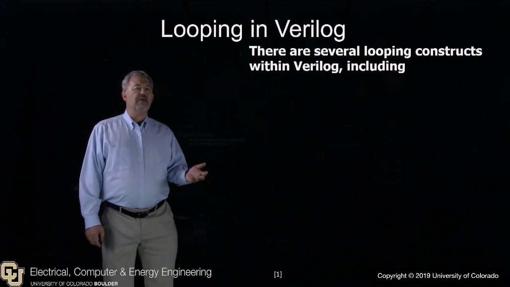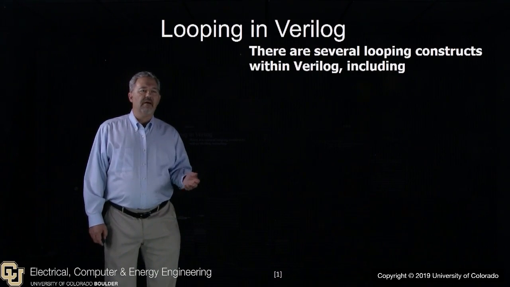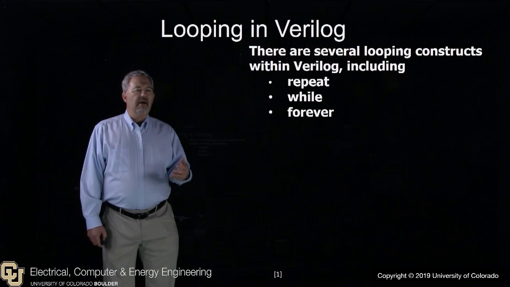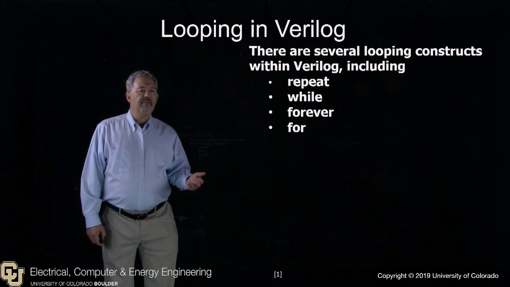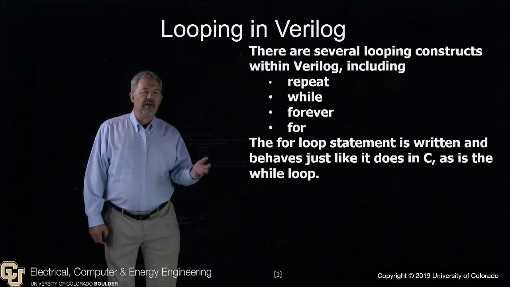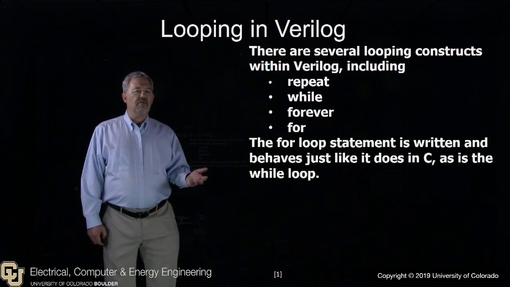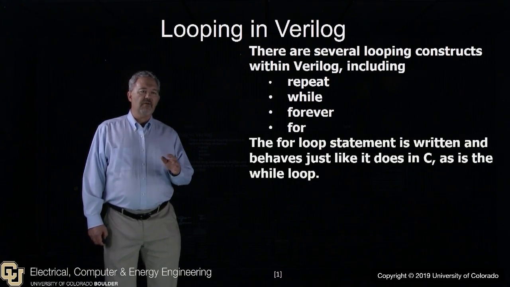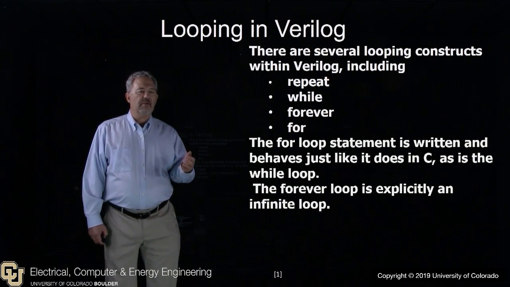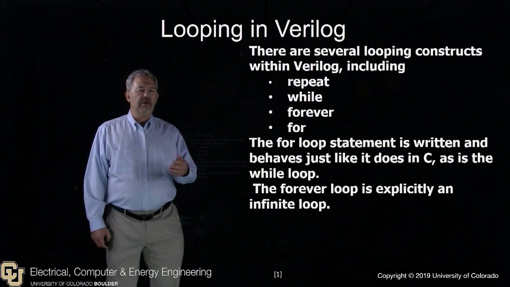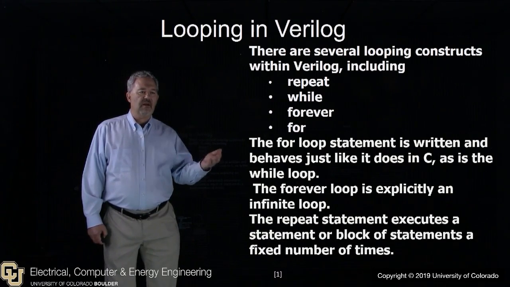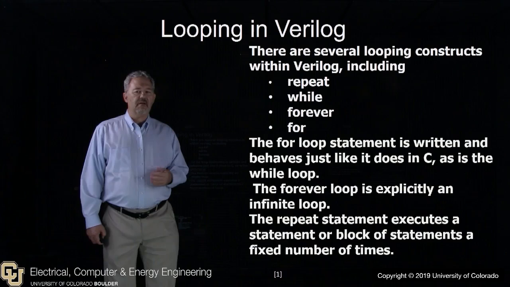There are several looping construct statements within Verilog, including repeat, while, forever, and our old friend the for loop. The for loop statement is written and behaves just like it does in C. This is also true of the while loop, so if you know C, creating these loops is going to be straightforward. The forever loop is explicitly an infinite loop, like a while one loop. The repeat statement executes a statement or a block of statements a fixed number of times.